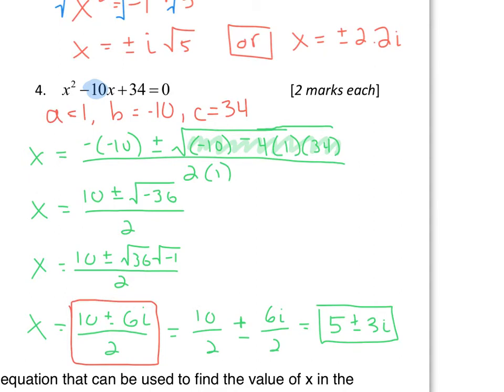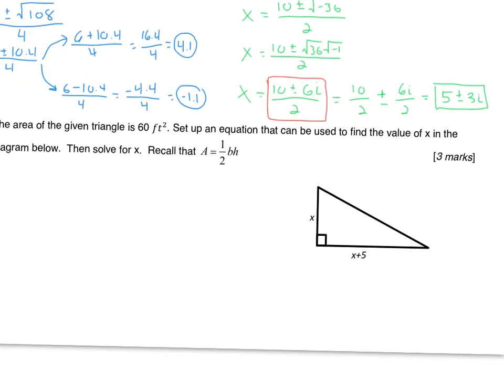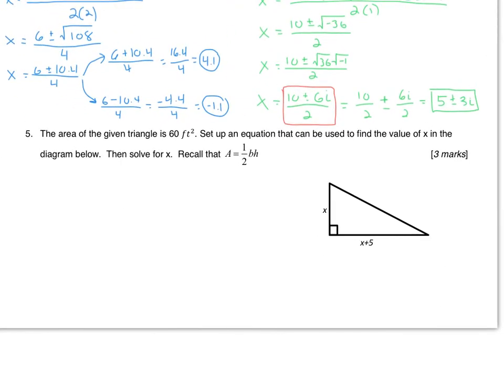So there are our setups, numbers 1, 2, 3, and 4. Okay, let's move on to number 5. In number 5, we get an area problem, and that area problem is through the lens of a triangle. We've got to set up an equation here. We have the area given as 60 square feet, and our formula for the area of a triangle is 1/2 base times height. So I'm going to say 1/2 times my base. The base of that triangle I'm going to call x plus 5, and the height I'm going to call x, and then I'll set that equal to my area, which is 60 square feet.